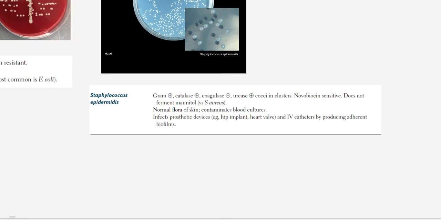So therefore, it infects all the things that are basically foreign things, right? Because it makes this film on the prosthetic valves, on the hip implants, on knee replacements, on IV catheters and central lines, right? So it contaminates all these implants, right? That's something to know about epidermidis.